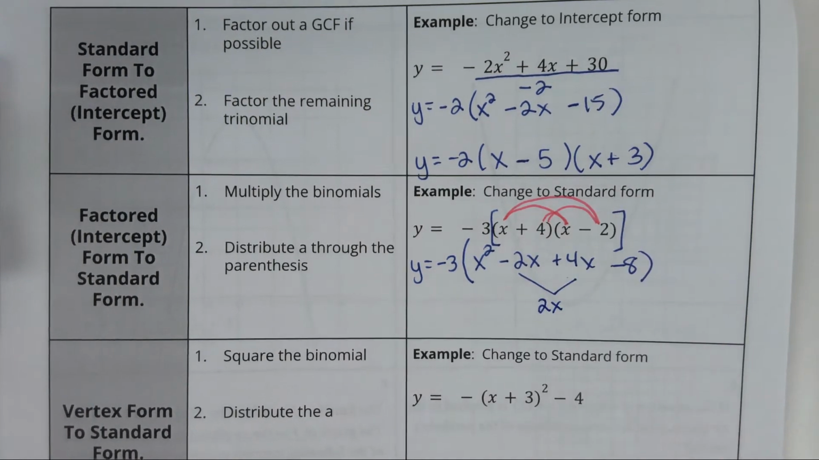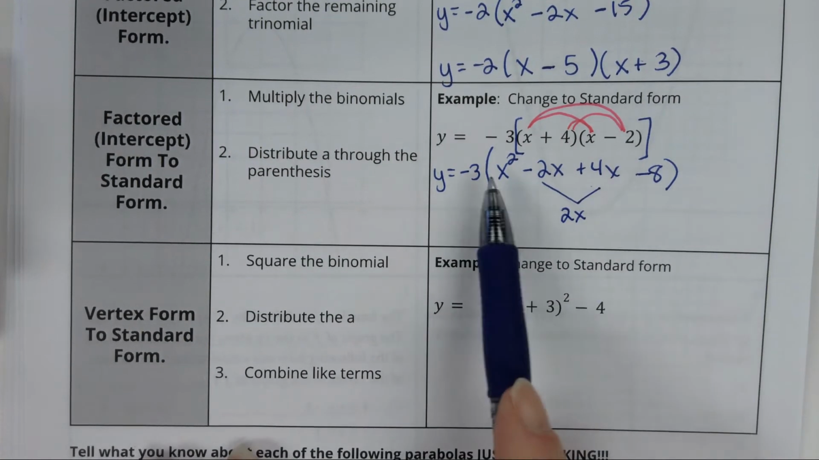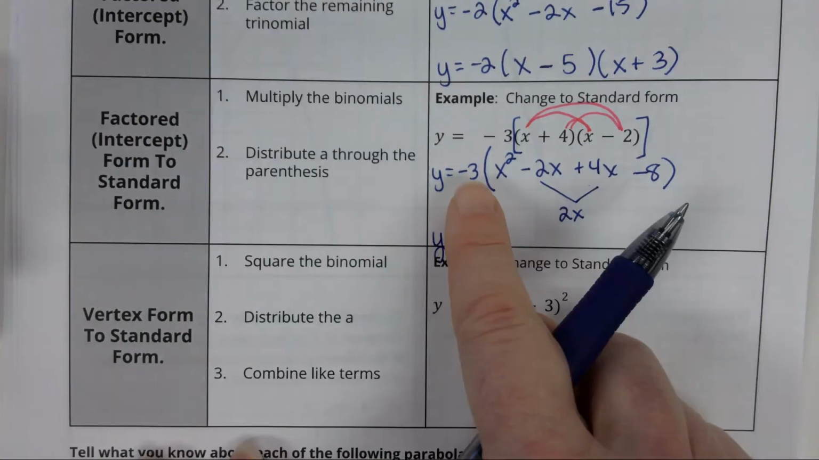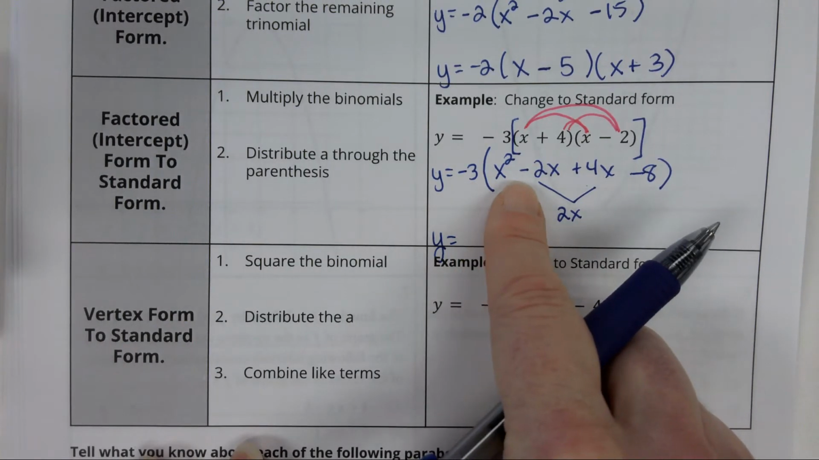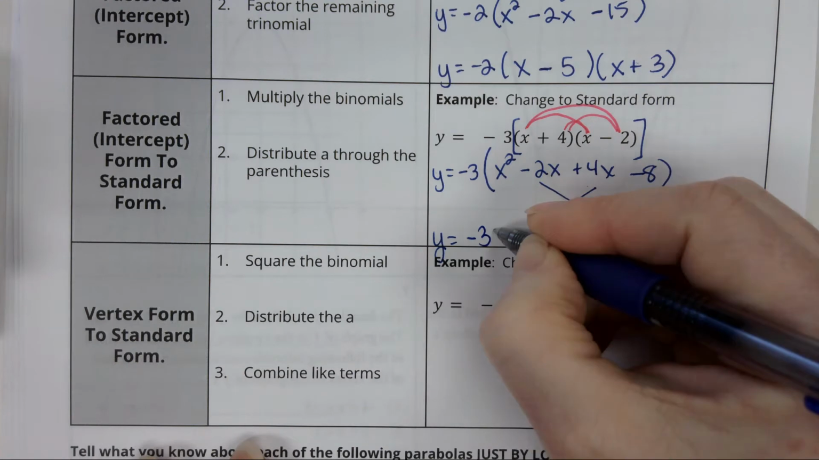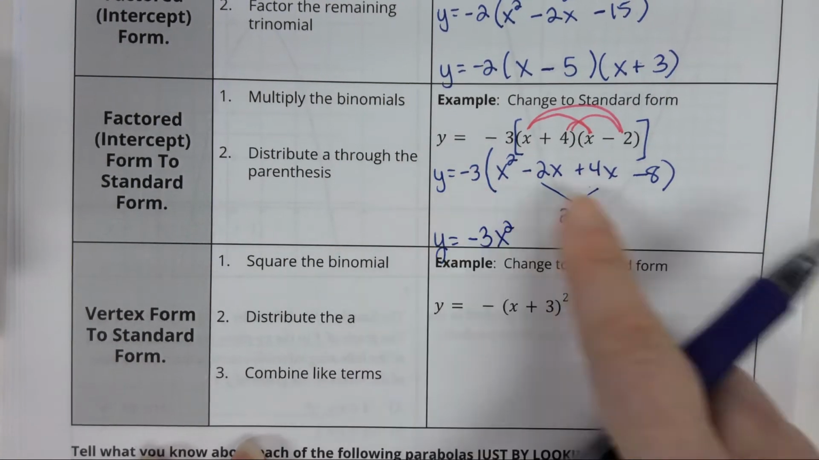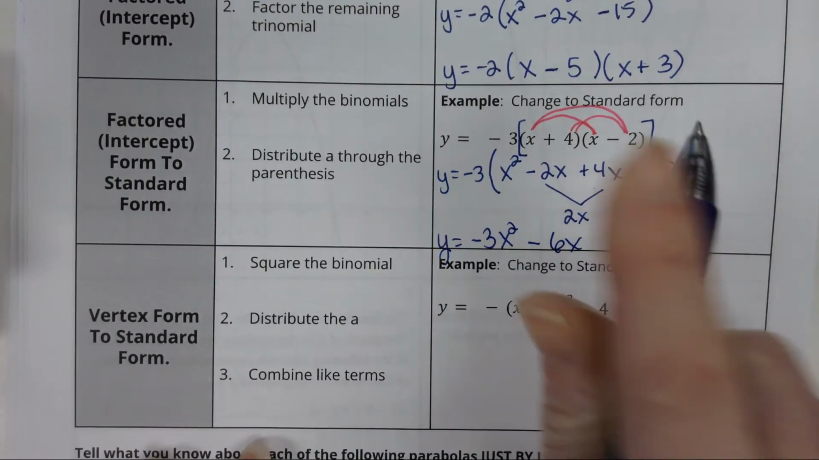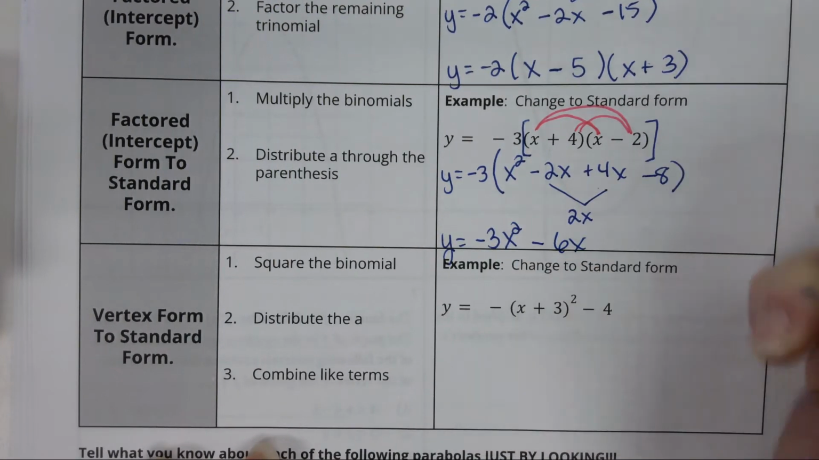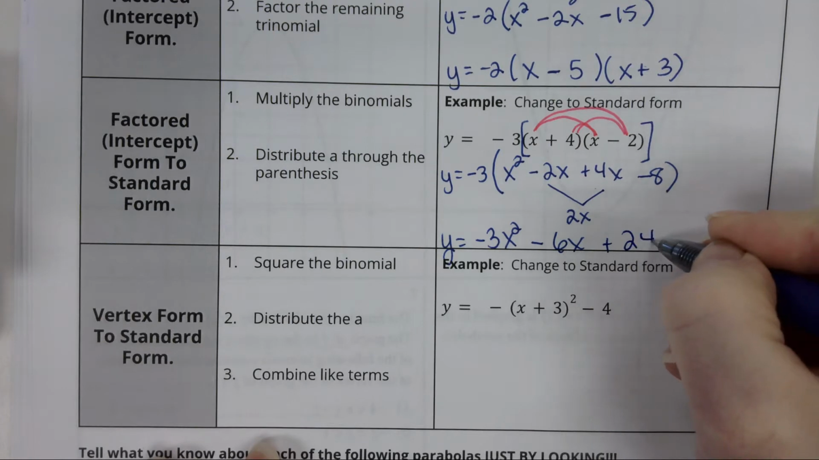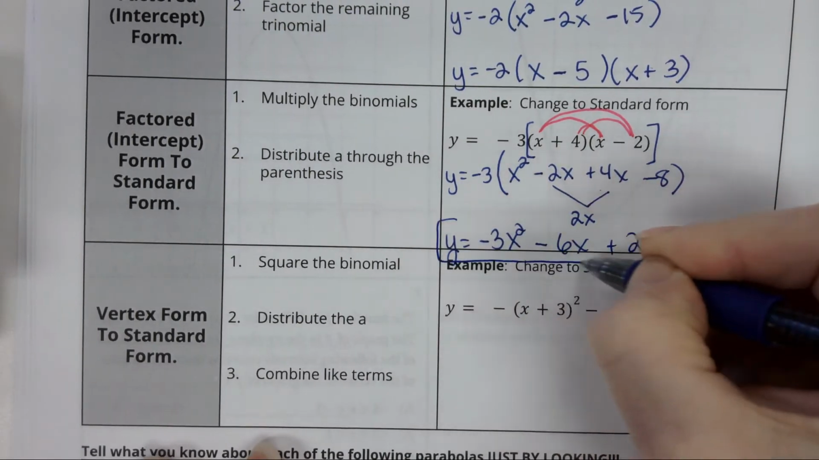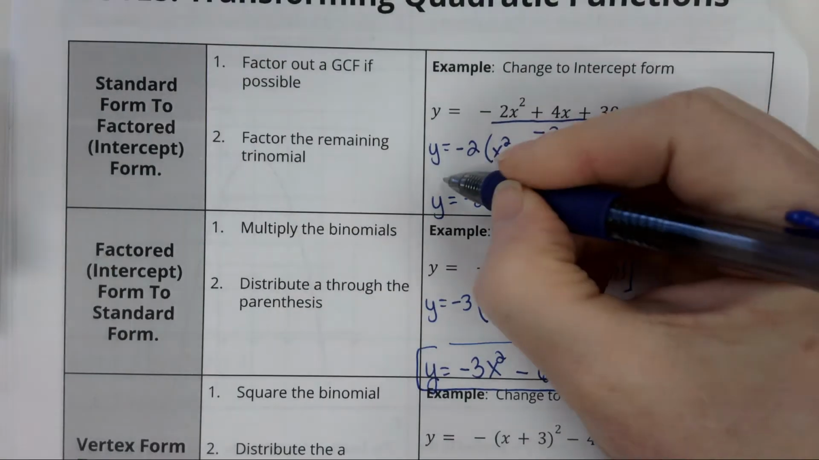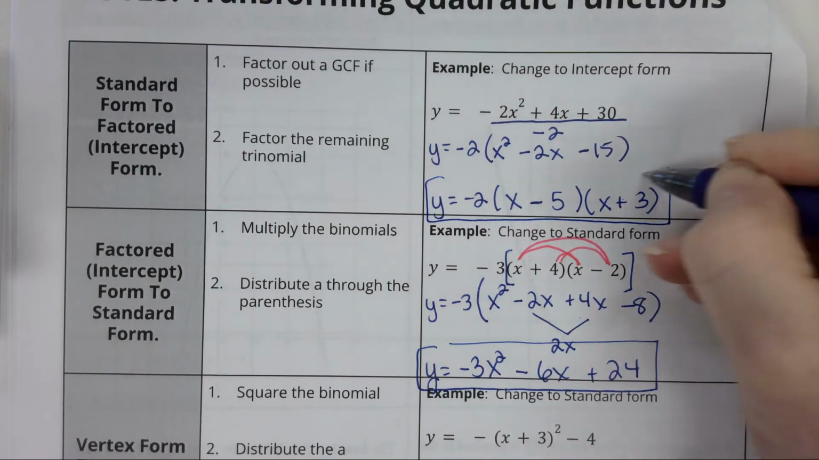All right, the very last thing then is I have to distribute my -3 to each of the terms in the parentheses. That would give me -3 times x squared, -3 times the 2x, which would be -6x, and -3 times -8 would be plus 24. So this is standard form. Up here, this is a different example, but that's the intercept form.